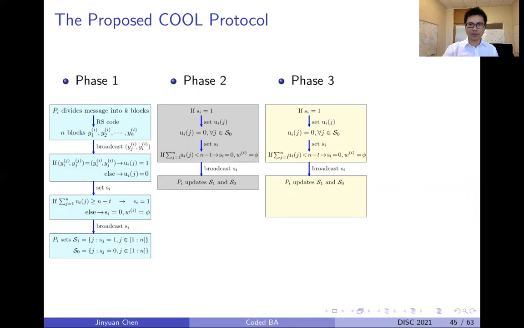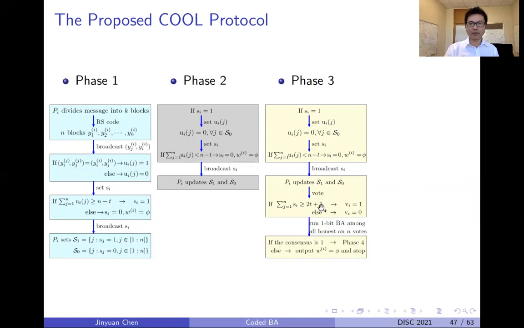After this step, processor i will vote by checking this condition and run the 1-bit consensus with other processors. If the 1-bit consensus is 1, processor i will go to phase 4. Otherwise, processor i will output a default value, say empty, as the final consensus and stop.